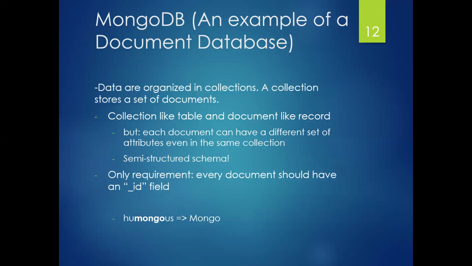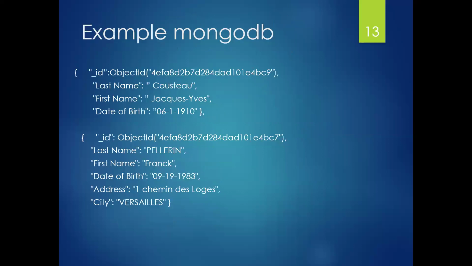The MongoDB example for document databases: a collection of data stores a set of documents, with a collection like a table and a document like a record. But each document can have a different set of attributes even in the same collection, with a semi-structured schema. The only requirement is that a document should have an underscore ID field. And there is an example for MongoDB, like the one mentioned.